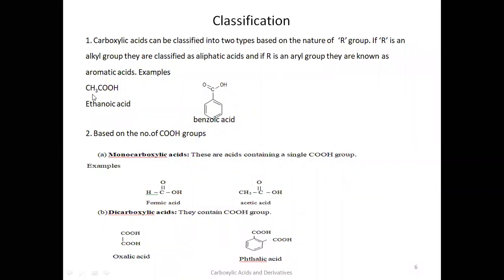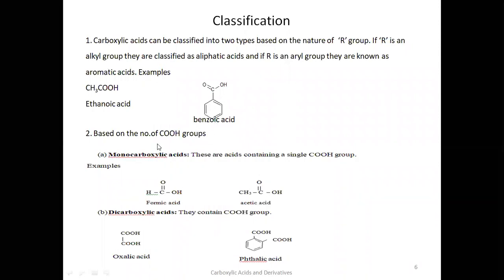So see here, based on the R group to which it is attached, it is classified into two types. Suppose here it is a methyl group, therefore methyl is aliphatic. Therefore, this is an aliphatic carboxylic acid. Here, if you see, the COOH group is attached to an aromatic ring. Therefore, it is an aromatic carboxylic acid. So, based on these R groups, these are classified into aliphatic and aromatic.